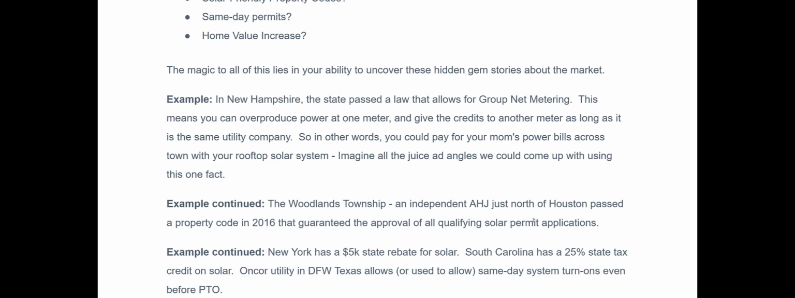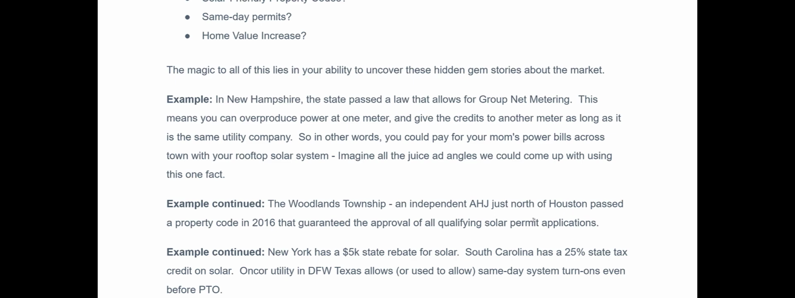So it's kind of cool to think about the possibilities for businesses, right? Businesses with multiple locations, businesses that have solar exposure. Okay. Maybe it's a self-storage facility, all that roof space. I mean, I've done several self-storage facilities in my career, and they're always a home run. So just imagine all the juicy angles that you can come up with just using that one fact about group net metering. Like, that's the potential.